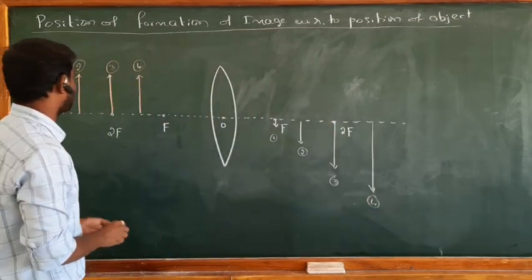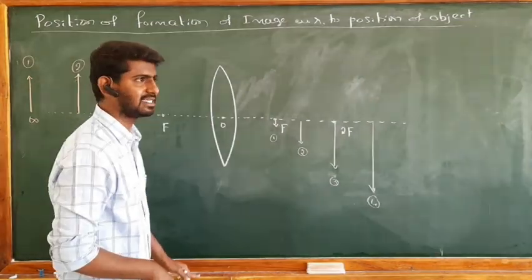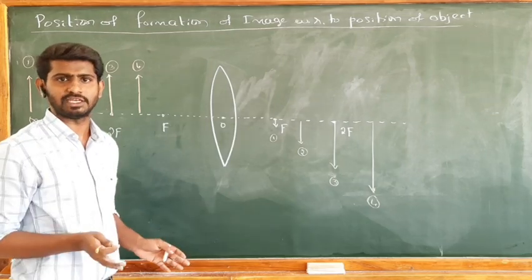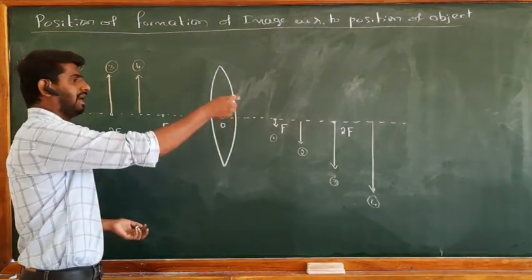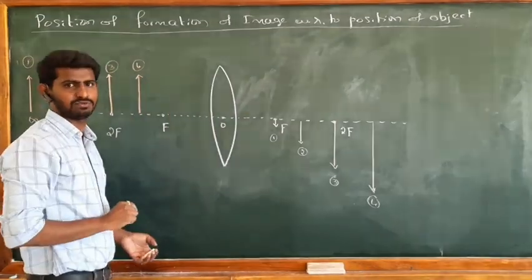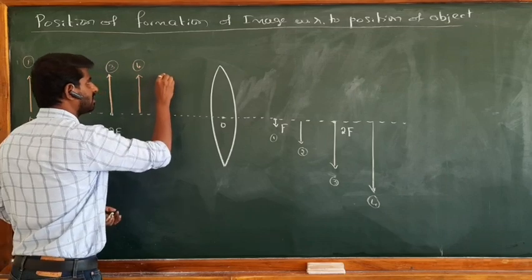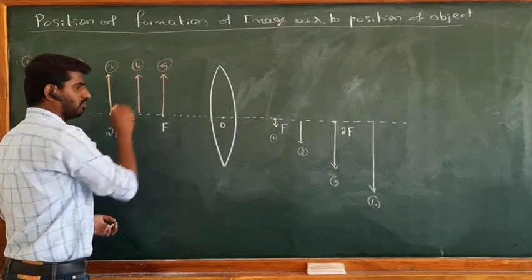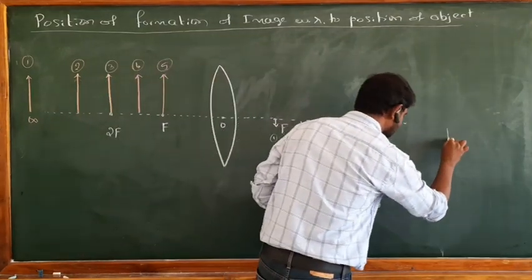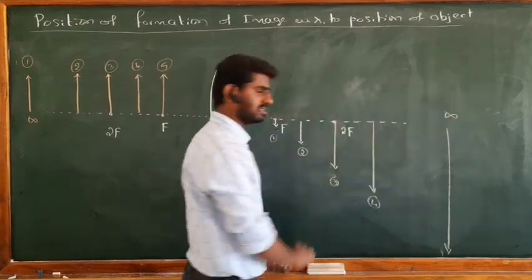What about the nature of the image? Real, because it is inverted. What about the size? It is enlarged, or you can say magnified image, which means the size of the image is greater than the size of the object. When I kept the object at f, the principal focus, the image forms at a very large distance. We can say the image forms at an infinite distance.